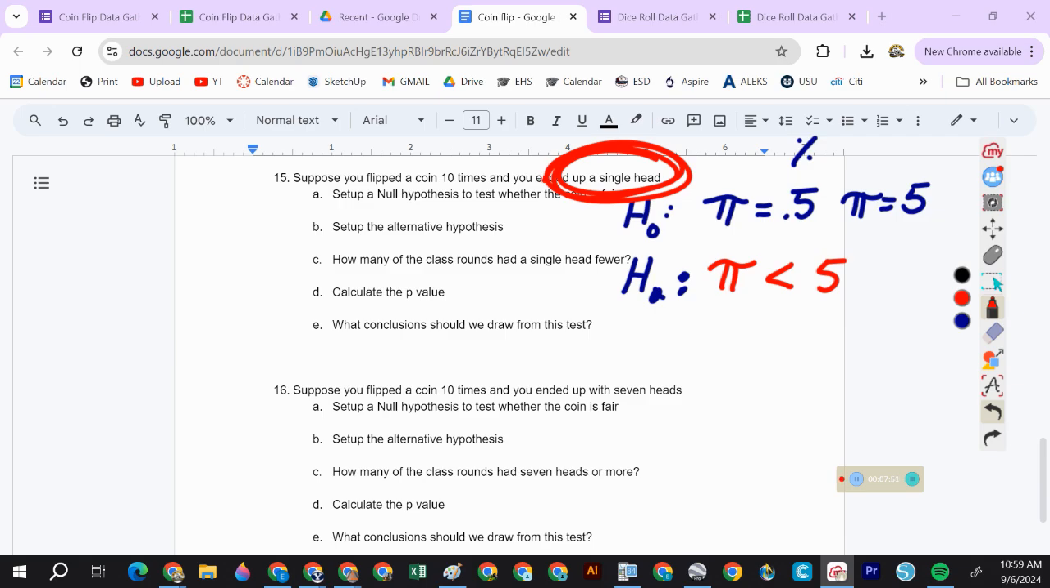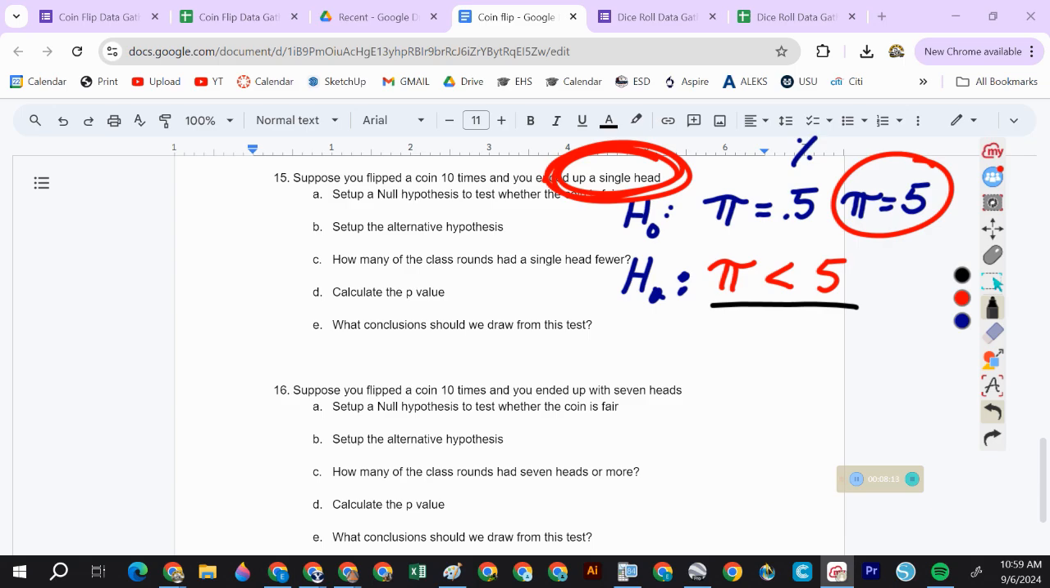Okay, so if you flip a coin 10 times and you end up with 1 head, is that coin broken, yes or no? That's the question we're asking. Okay, so we expect 5 heads. The unusual would be less than 5 heads.